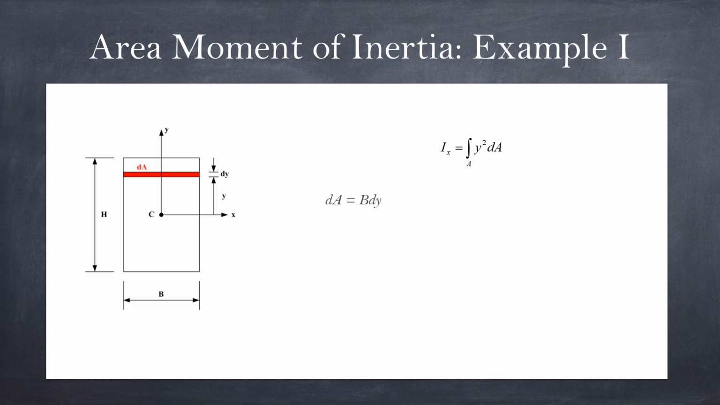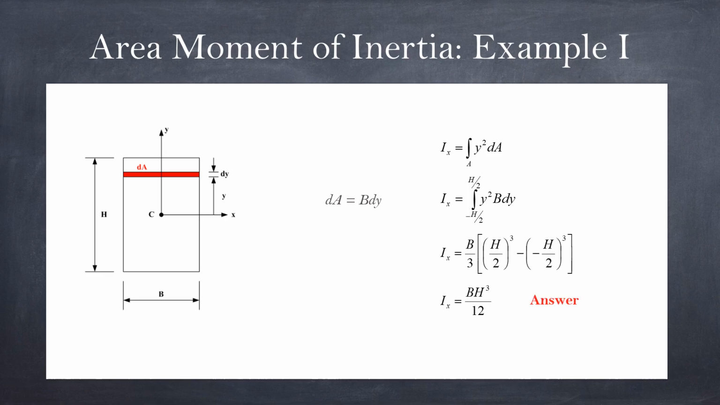So we can say that the small area is equal to the base, because that small strip is a rectangle. The base is b, and the height is the small change in the y direction, so we call it dy. So in this case, dA is b times dy. We substitute into that and integrate from the lowest to the highest value of y, which is minus h over 2 up to h over 2. Integrate it, substitute it, and then we have bh cubed over 12.